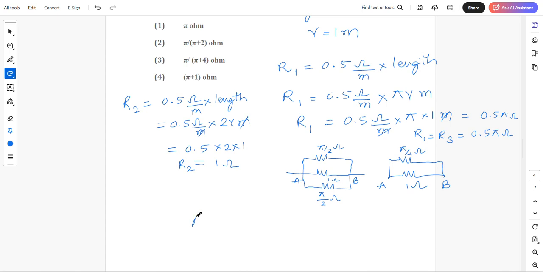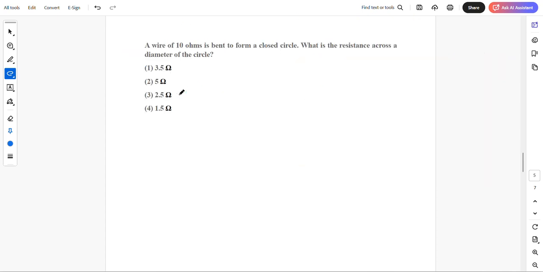Now the resistance between A and B will be pi by 4 into 1, that is R1 R2 divided by R1 plus R2, parallel, divided by pi by 4 plus 1. That is equal to pi divided by pi plus 4 ohm, which is the right answer. This is the third answer, the correct answer. Okay, hope you understood. Next problem.